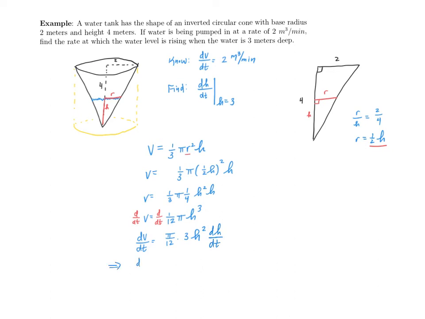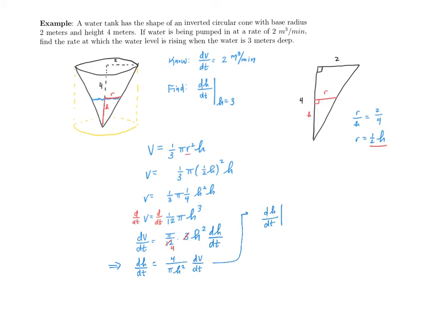So if we go ahead and isolate dh/dt, note the 3 would make that really a pi over 4 when we cancel. So we could multiply both sides by 4 over pi and divide by h squared. And if you do that, you would have 4 over pi h squared times dV/dt. And we are now ready to determine the desired quantity.